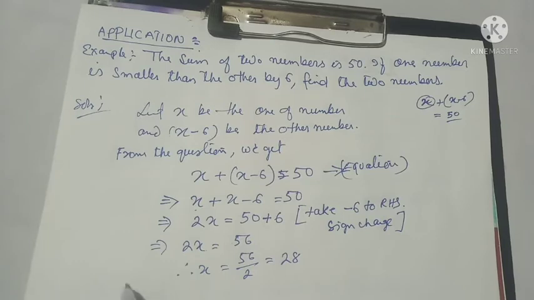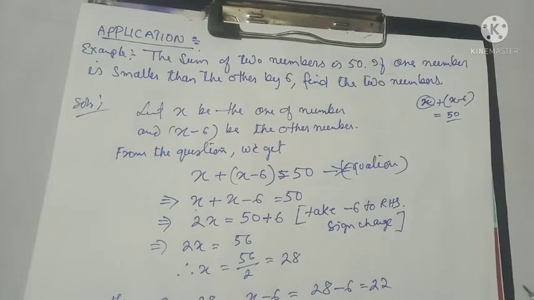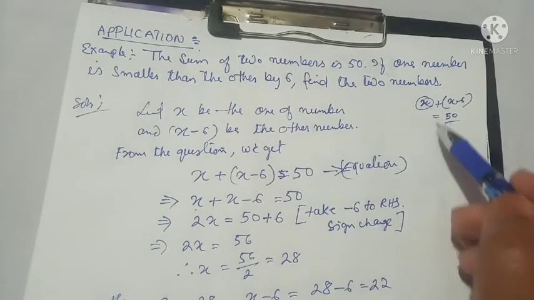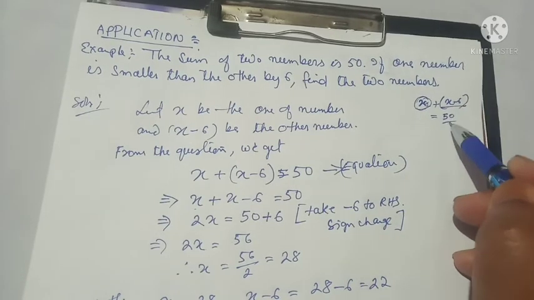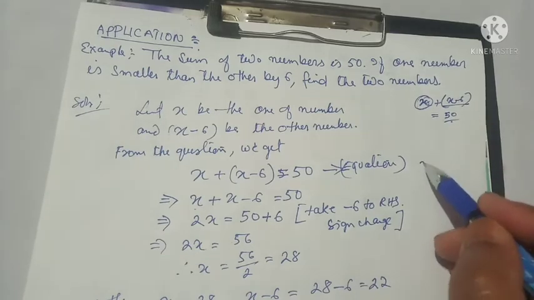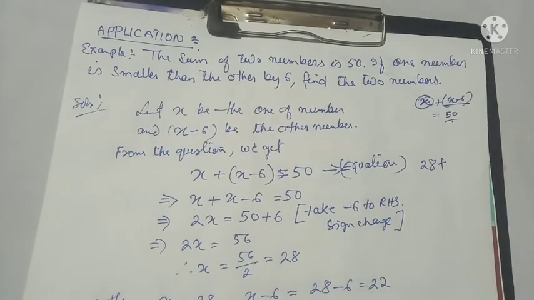Then one of the numbers is 28 and the other number equal to 28 minus 6. How much? 28 minus 6 is 22. So if you want to check the answer, if you add the two numbers, x and x minus 6, you get 50. What is the value of x? 28. What is the value of the other number, x minus 6? 22.